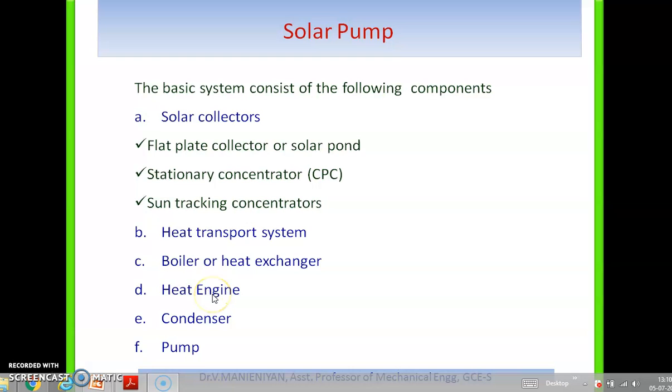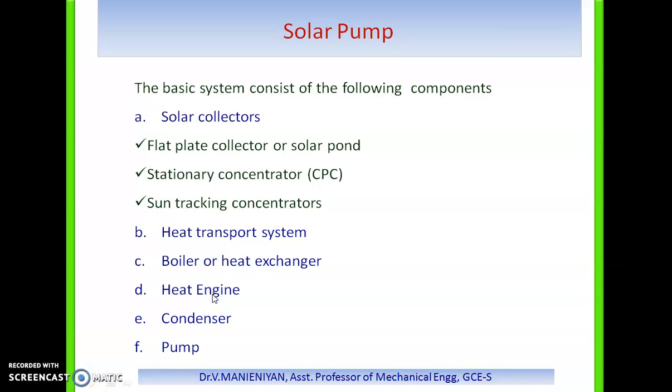Next we use the condenser, and the last one is the pump. We can use different types of pumps: a reciprocating type, a centrifugal type, a diaphragm type, and a rotary type of pump.